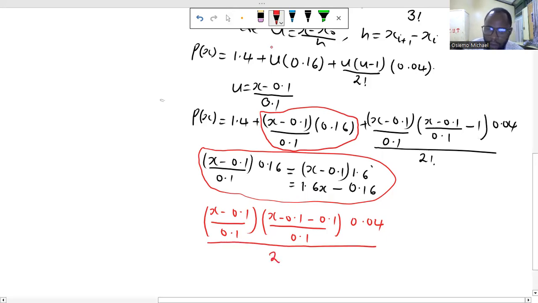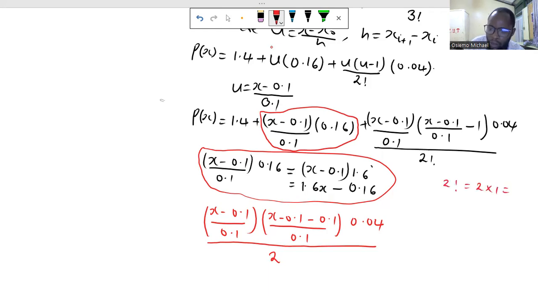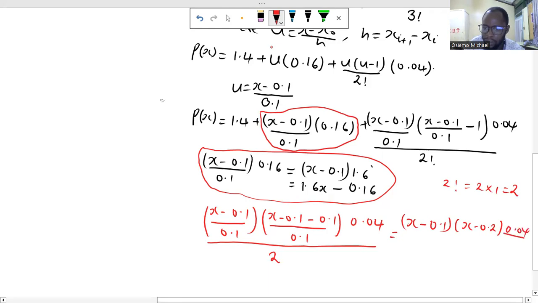It's over 2, since 2 factorial is the same as 2 times 1, which equals 2. Now, simplifying this, if we multiply this denominator, 0.1 multiplied by 0.1, we are going to get 0.01. So in this case, we're going to have x minus 0.1, multiplied by x minus 0.2, then multiplied by 0.04 over 0.01, and all this is over 2.